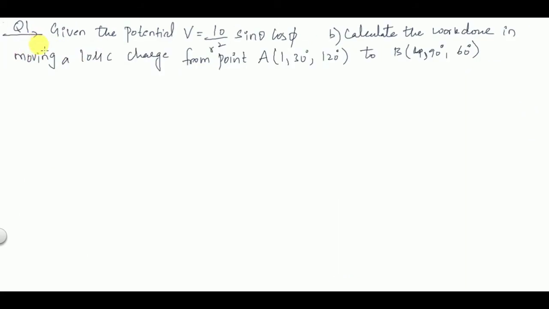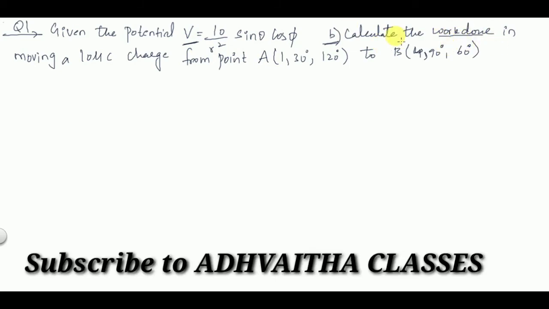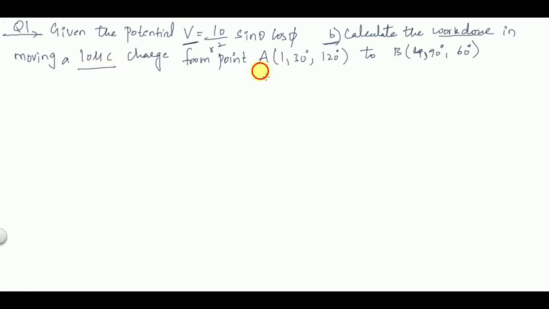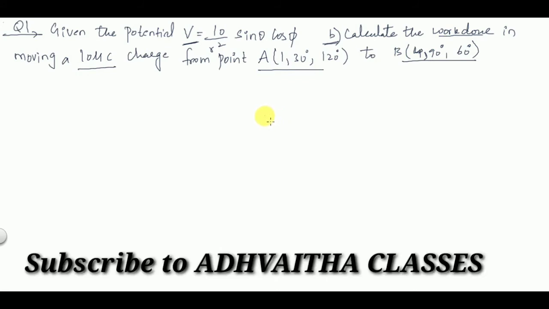So next we'll solve another problem, right? So the second problem, that is part B in the same question. The same potential is given, and he has asked in the second question to calculate the work done in moving a 10 microcoulomb charge from point A to point B. Okay, so we need to find the work done.